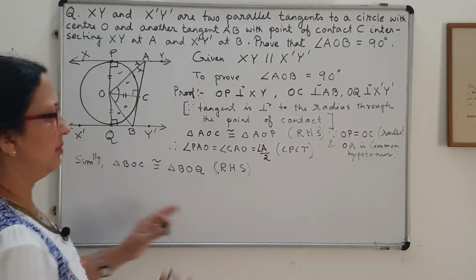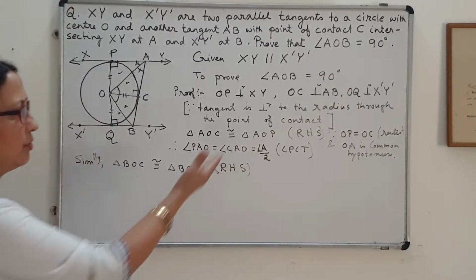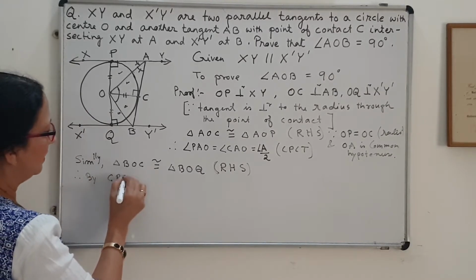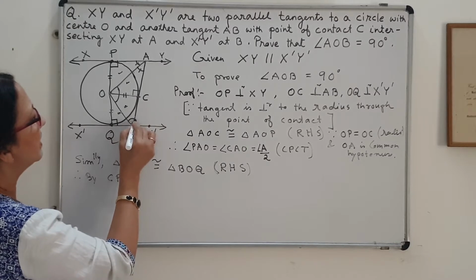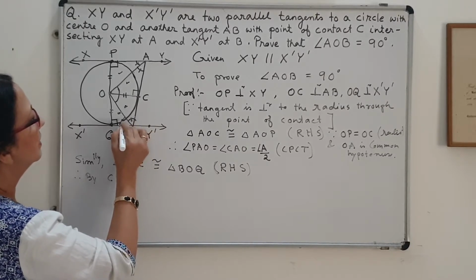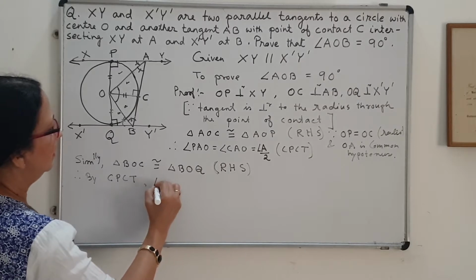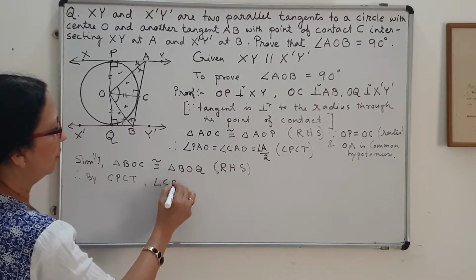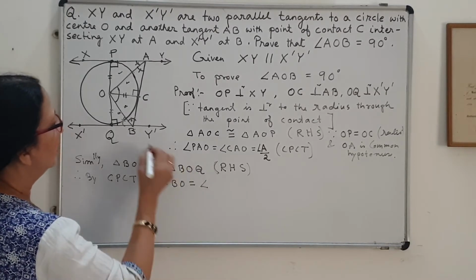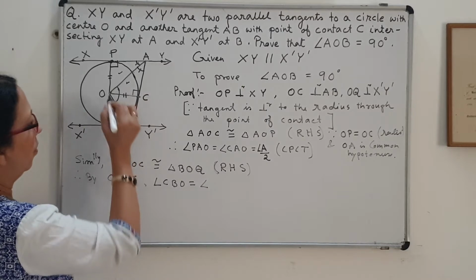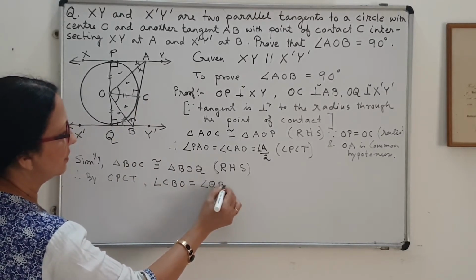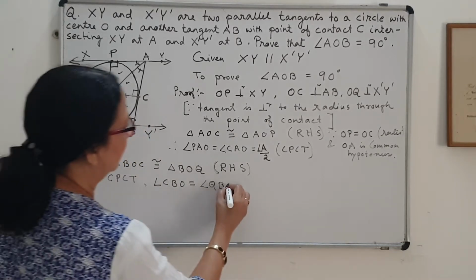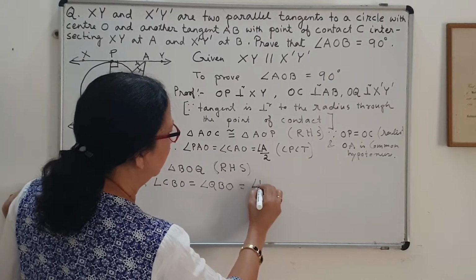Now I don't have to write it out, because I have written similarly, so the logic will be the same as this. Therefore, by CPCT, again I can write, I will be taking this angle equal to this angle: angle CBO is equal to angle QBO, is it not? CBO is QBO, and each will be half of angle B, which is angle B by 2.